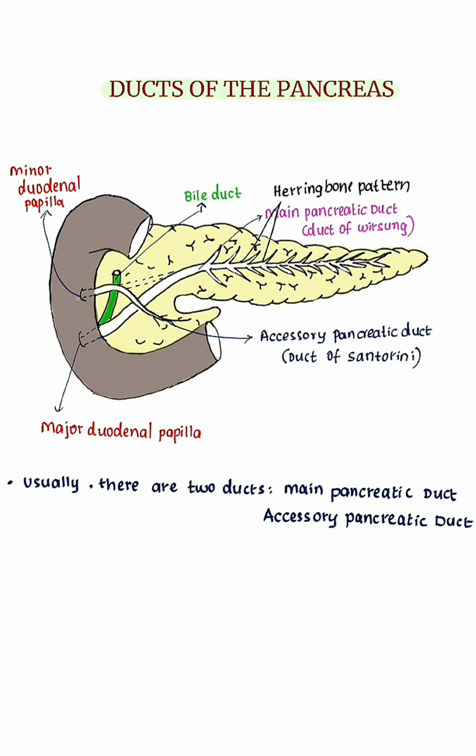It opens into the duodenum at the minor duodenal papilla. In 40% of cases, it communicates with the main pancreatic duct.